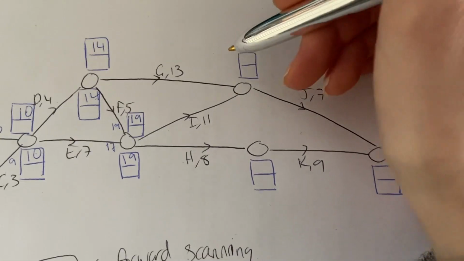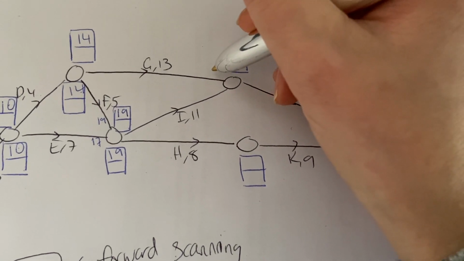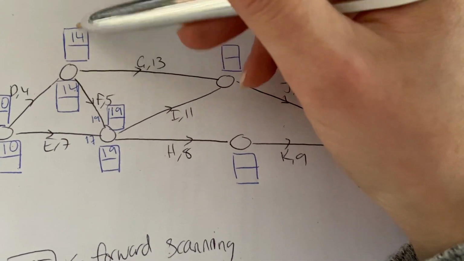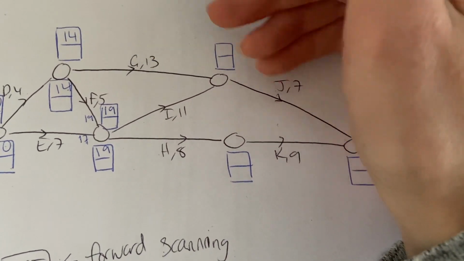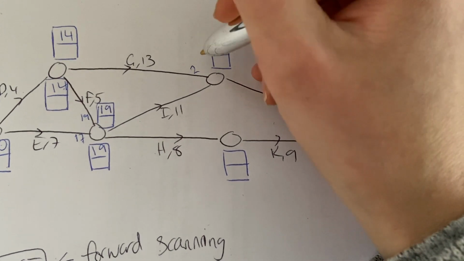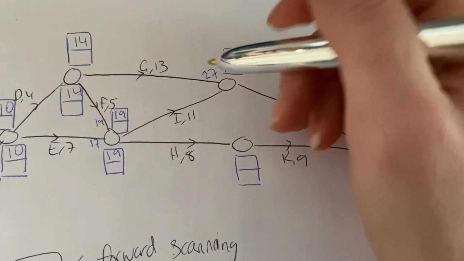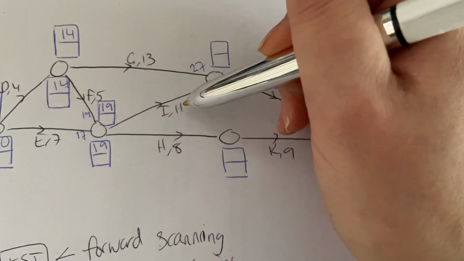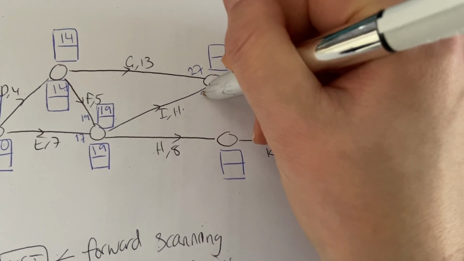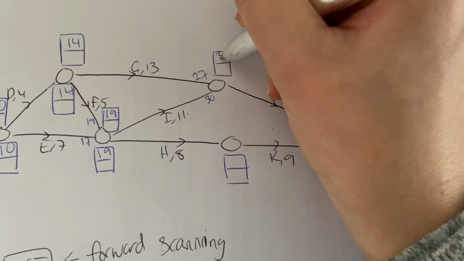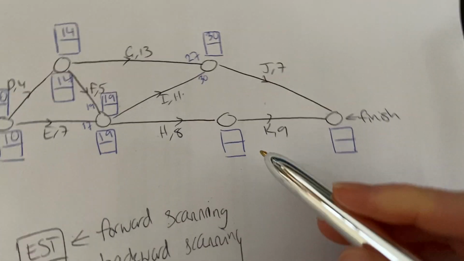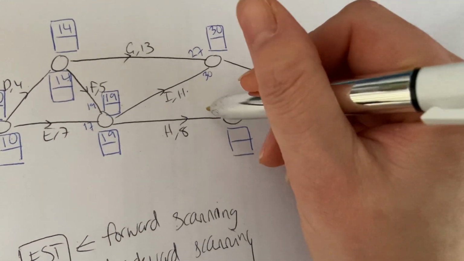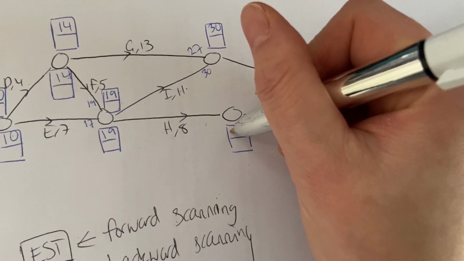We have another situation where there's two paths going into this node. So look over to the left of G. Again, there's two boxes, doesn't matter, they're the same. So 14 plus 13 makes 27. 19 plus 11, so this is the left of I, plus I's time, is 30. Put the biggest number in. Go down here, there's only one edge to worry about, so look to the left of H, 19 plus 8. So that goes straight in.